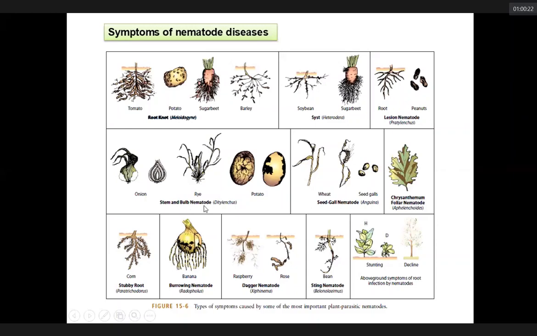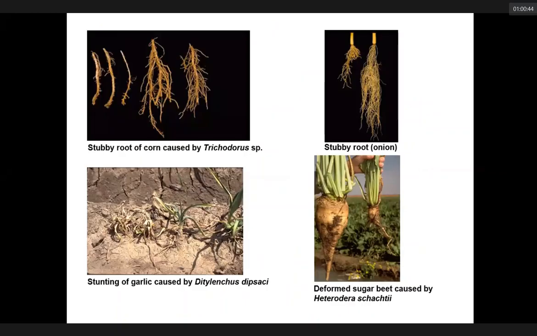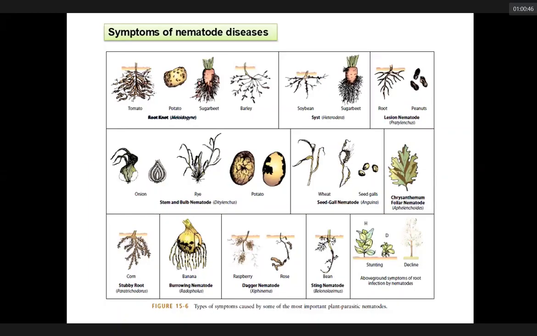Then stem and bulb nematode. The stem, you know, this is the modified stem. You can see here the onion, potato, modified stem. These are all modified stem, right? Any question?